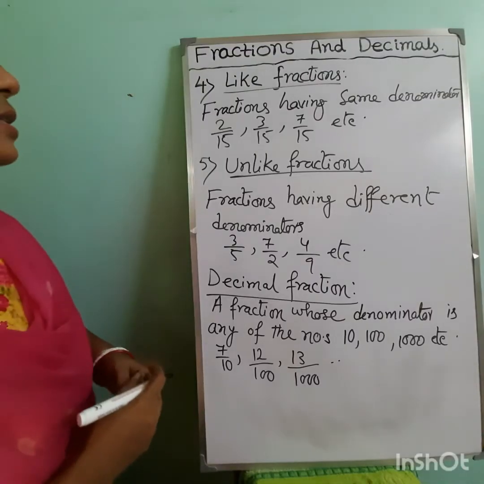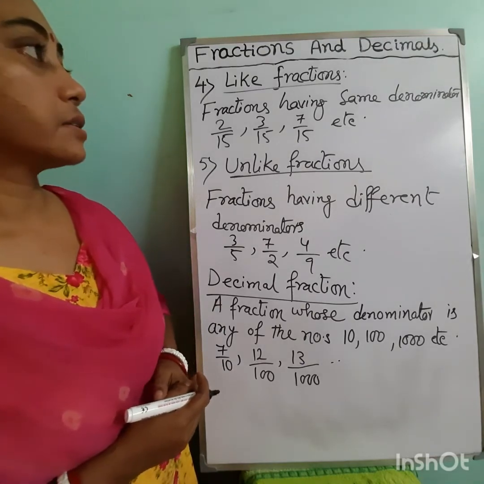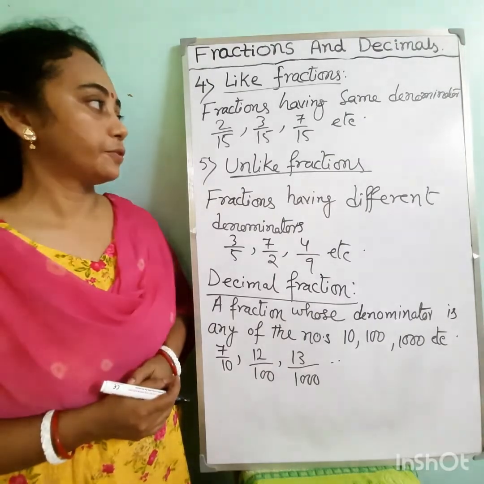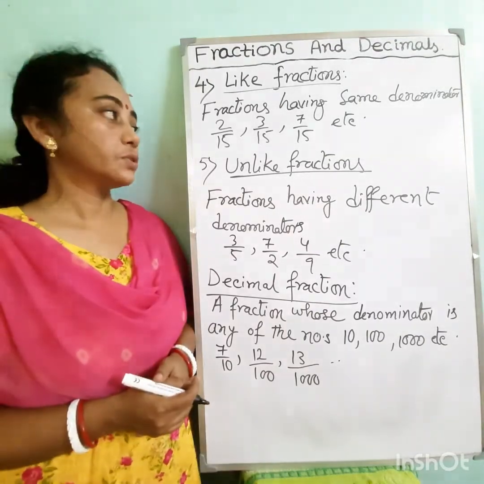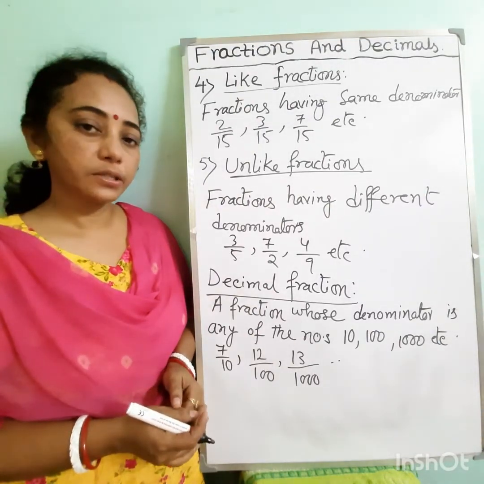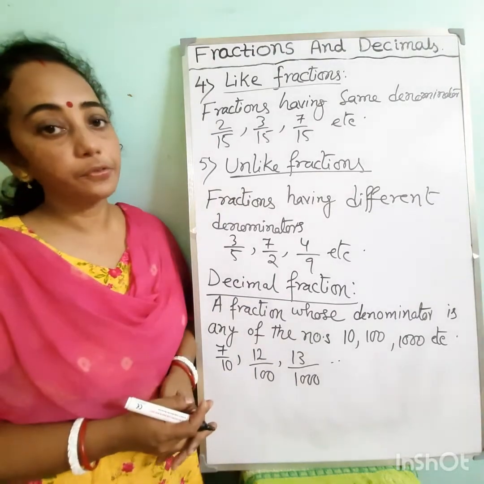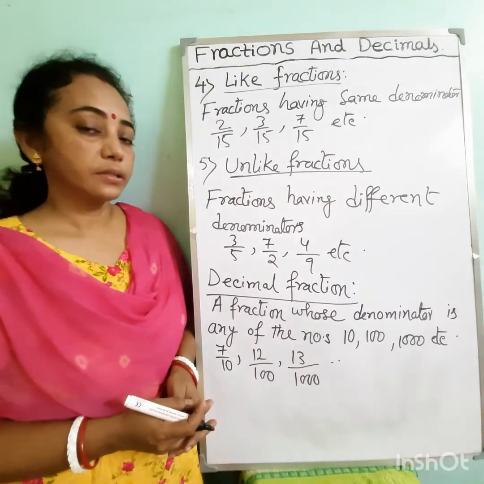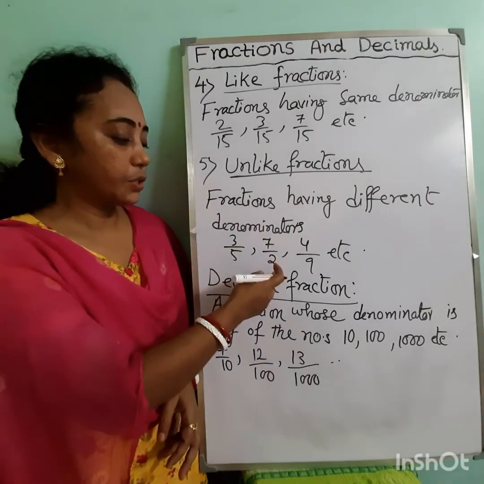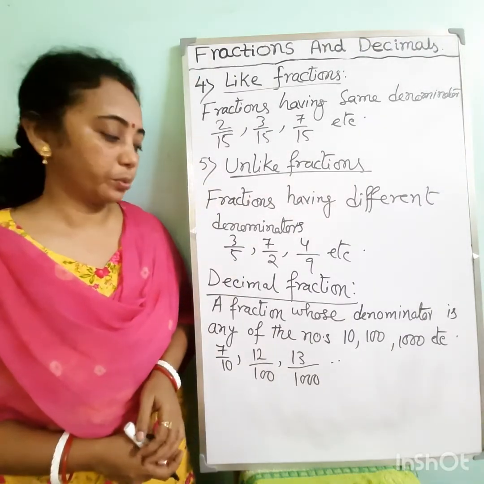Now come to the next type, like fractions. Fractions having the same denominator. For example, 2 by 15, 3 by 15, 7 by 15. All these fractions have the same denominators. That type of fractions are called like fractions. And what are unlike fractions? Fractions having different denominators are called unlike fractions. For example, 3 by 5, 7 by 2, 4 by 9. All these fractions have different denominators.